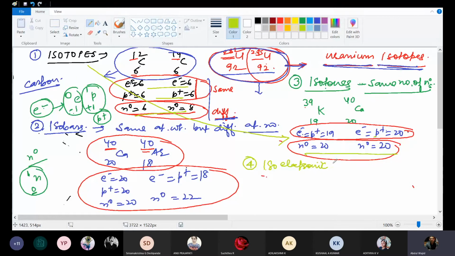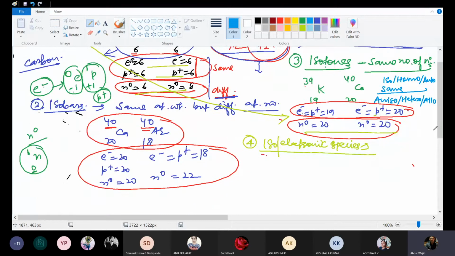Isoelectronic species. What are isoelectronic species? Iso means same. I told you once, iso means homo, means auto, means same. What about aniso? Aniso means hetero, means allo, means different.